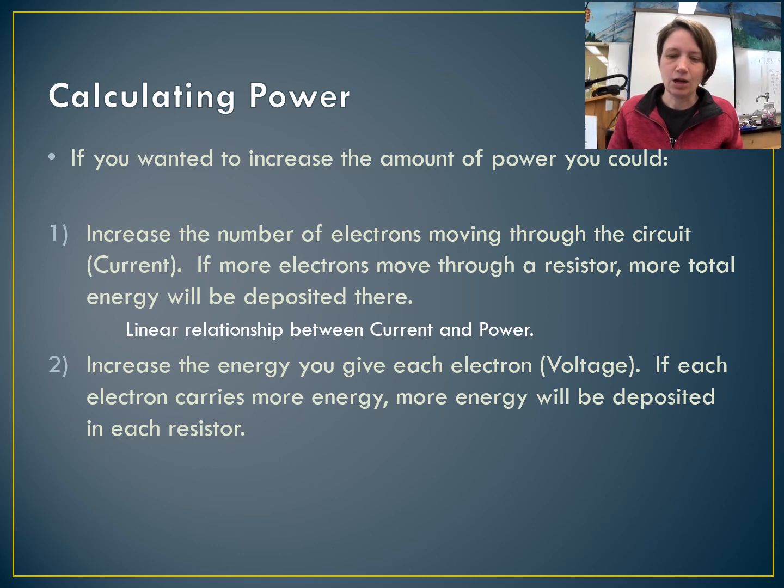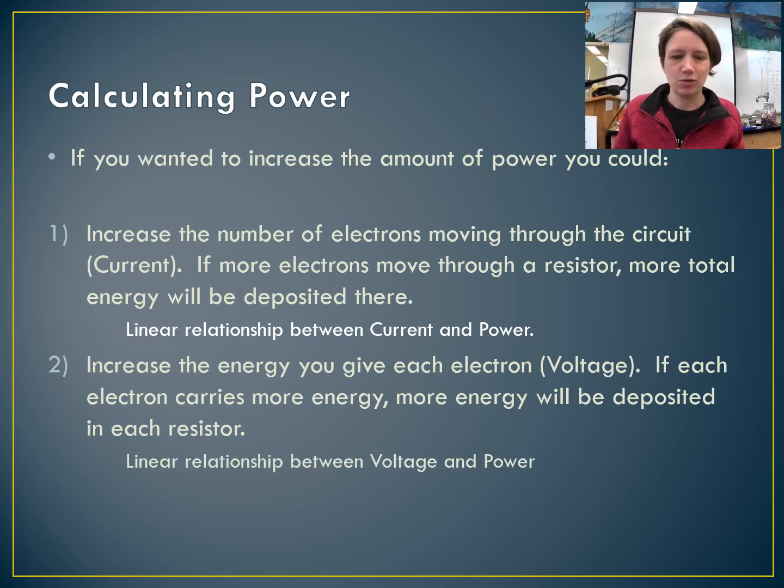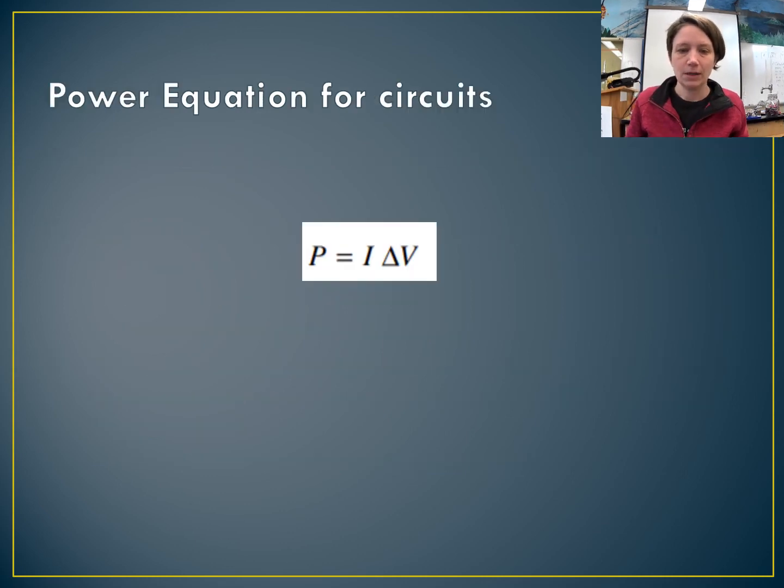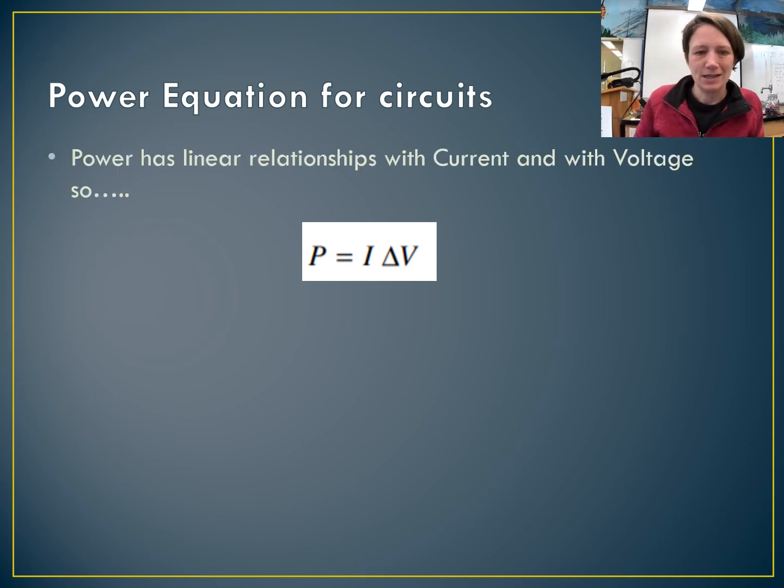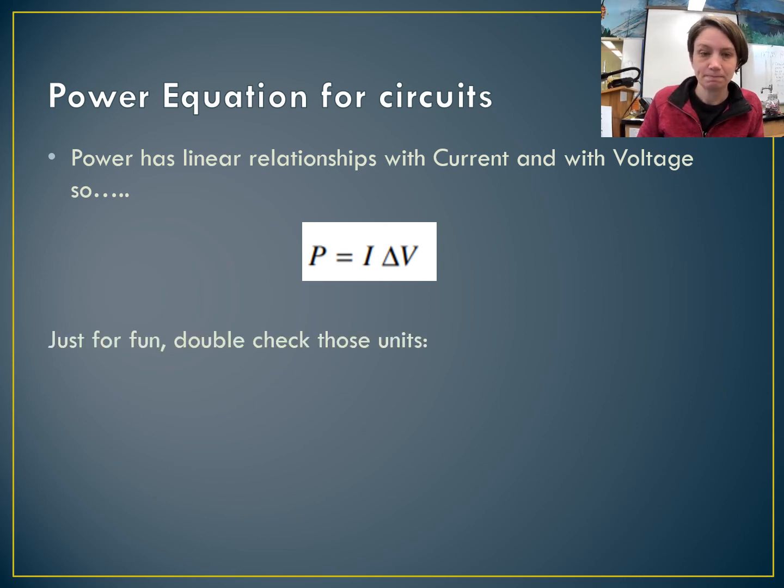The second way to change the power in a circuit or device is to give each one of those moving electrons more energy, because if each electron is carrying more energy, then overall there's going to be more energy deposited in the resistors as they pass through. So there is also a linear relationship between voltage and power. So here we go, we've got our power equation for circuits, which basically says we've got two linear relationships, one with current and one with voltage. So power is going to be equal to I times V.